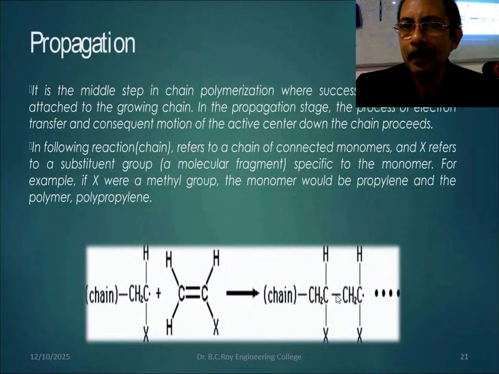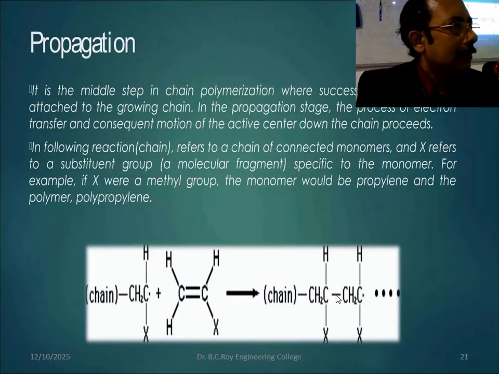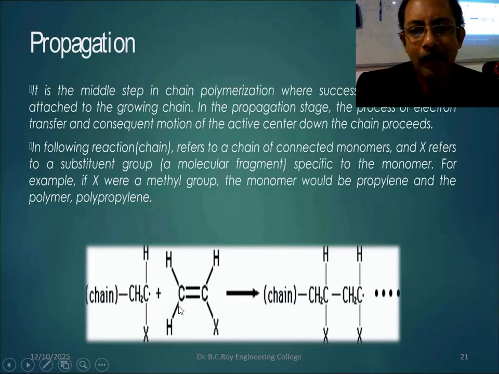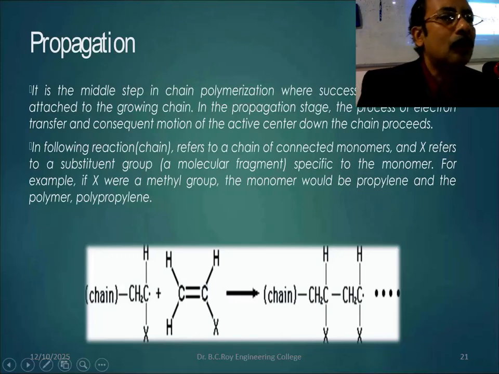Big list. Now propagation. The free radical joins with a double bonded compound, opening the chain on the other side. Now there is a dot here. So another molecule will join, and that way it will continue further and further.